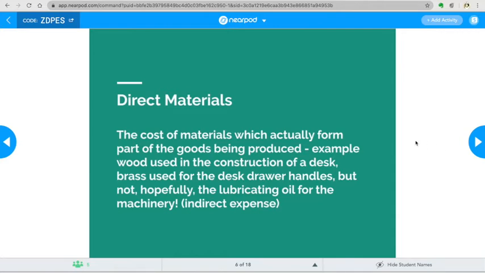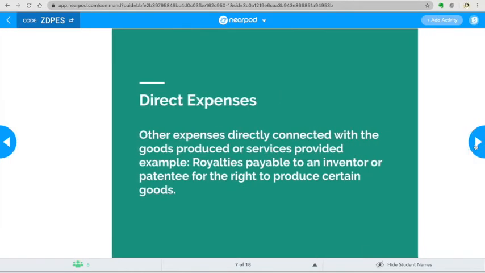Okay, and one would argue this particular thing, lubricating oil for the machinery, that is also kind of like a direct material, but then here you see we've put it as indirect expense. The reason is given in the next. There's no oil in the desk itself.